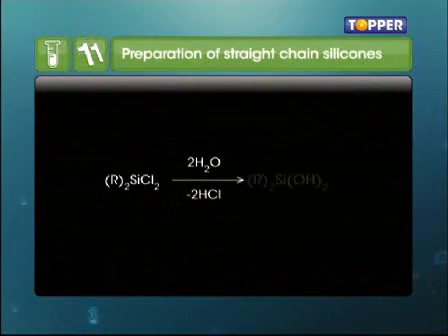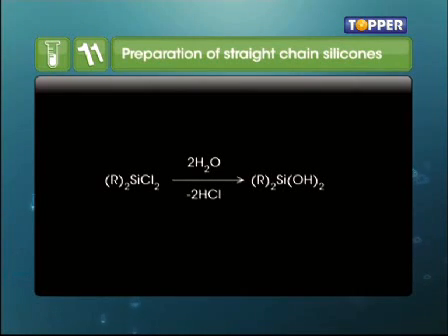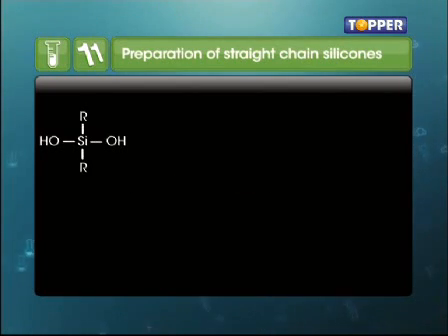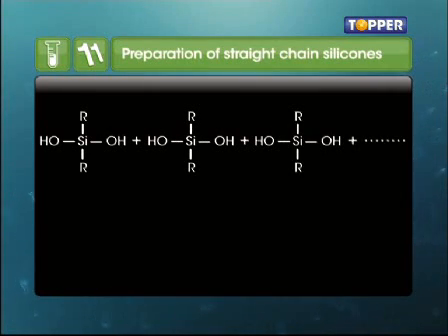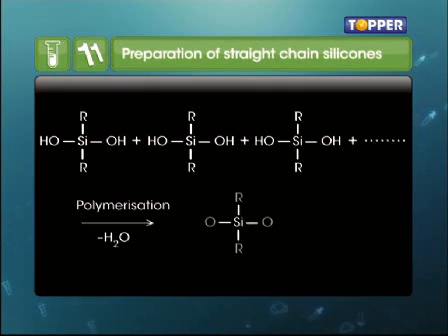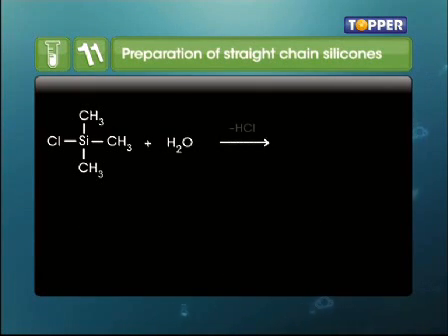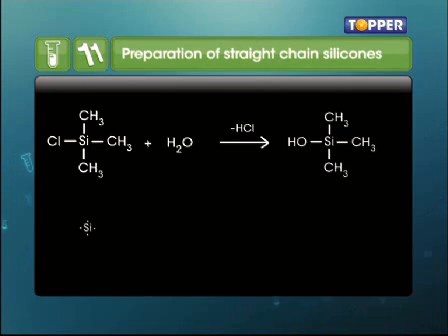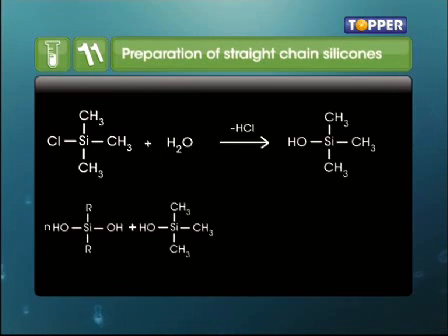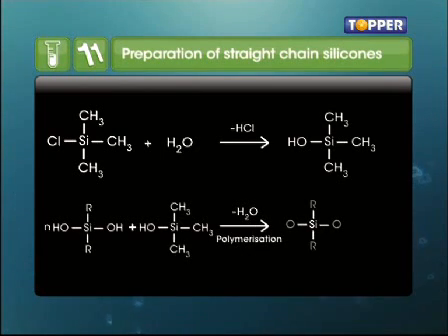On hydrolyzing alkyl or aryl substituted chlorosilanes, the chloro group is substituted by a hydroxyl group. For example, dichlorodialkyl silanes on hydrolysis yield dialkyl silane diol. Straight chain silicones are formed by condensation polymerization of dialkyl silane diol. The chain length of the polymer can be controlled by adding trimethylsilyl chloride, (CH3)3SiCl, which blocks the ends.